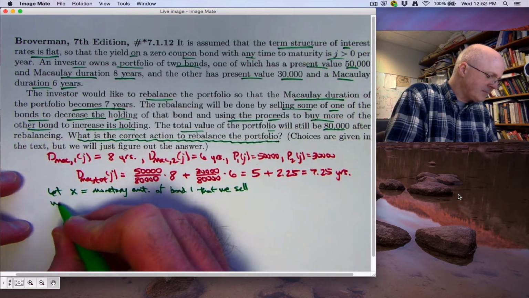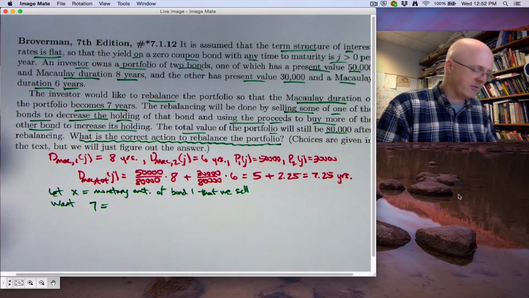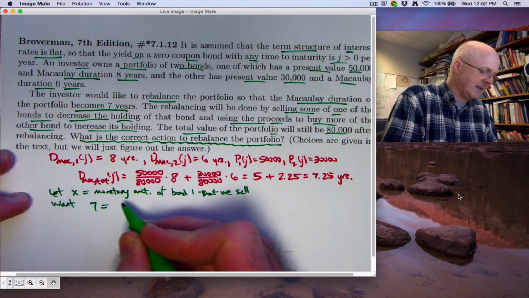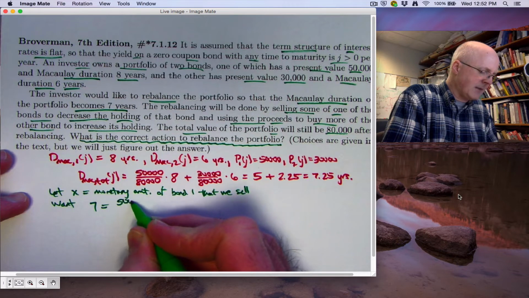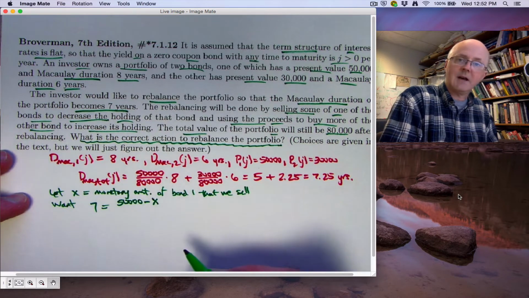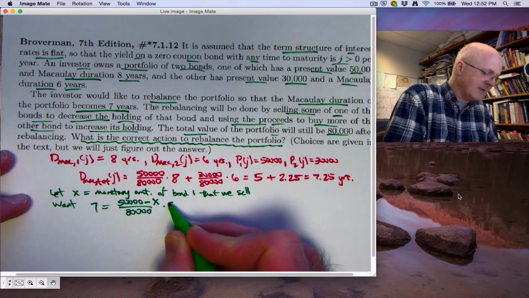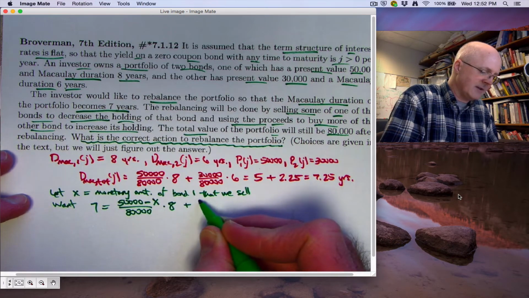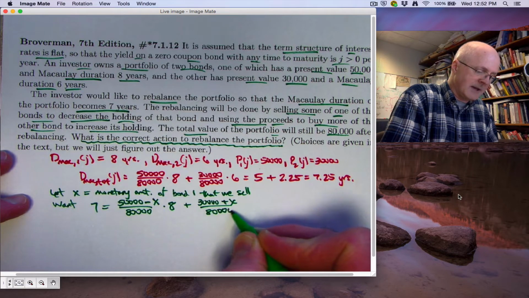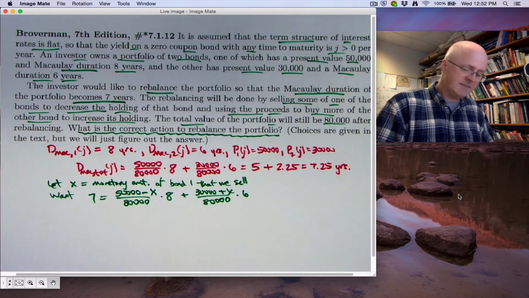So we want 7 to be the new Macaulay duration of the new portfolio. And here's why I left it as 50,000 divided by 80,000 and 30,000 divided by 80,000, because if x is the monetary amount that we sell of bond 1, the new present value or price of bond 1 is going to be 50,000 minus x, not 5 minus x. We still divide by 80,000. That gets multiplied by 8, and the new price or present value of bond 2 will be 30,000 plus x divided by 80,000 and multiply that times 6. So that's a linear equation in x that can be solved pretty easily.